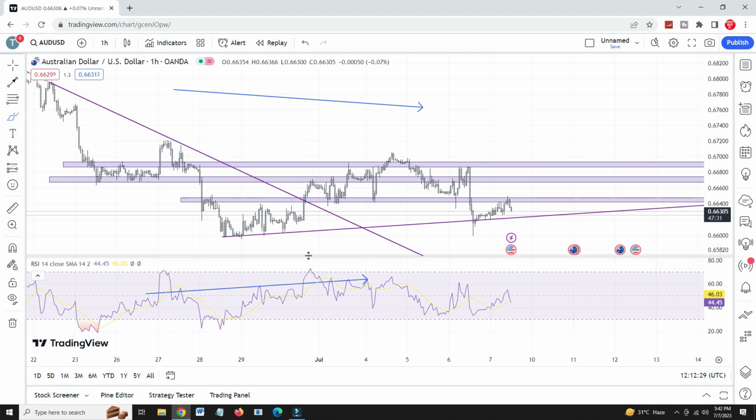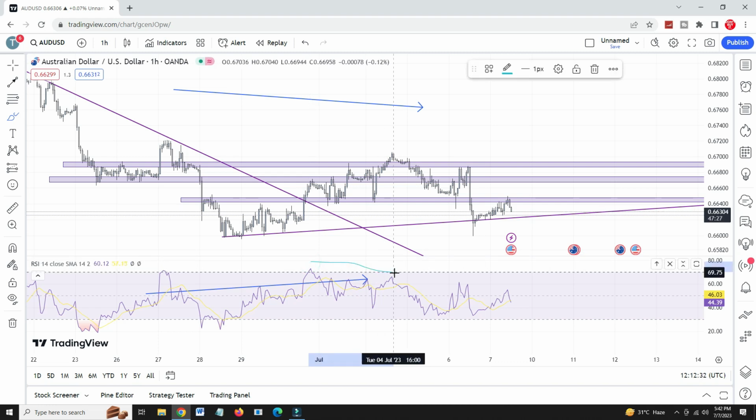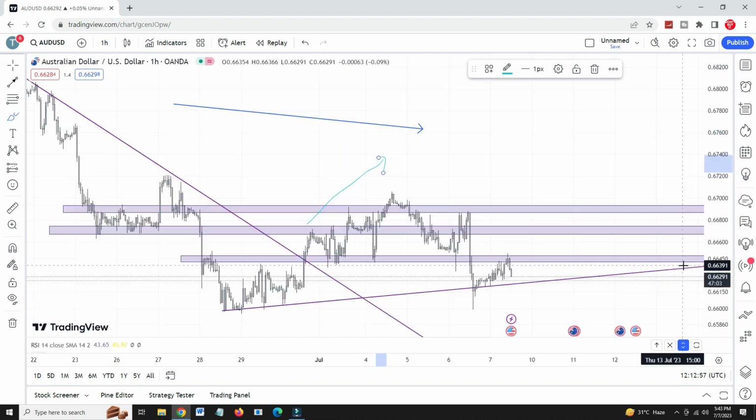So here's the divergence. It's moving downwards here, and it's moving upwards here. So that means it indicates a change, and the direction did change over here, as this was an upward trend, and now this has turned into a downward trend. Okay, I'm going to just put the RSI away for a while, and I think we can also remove this.